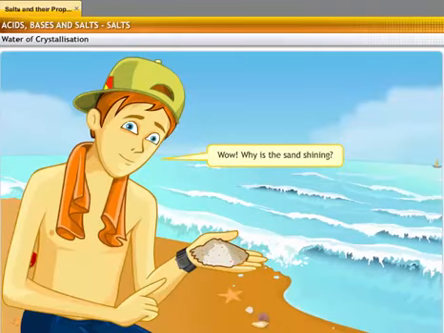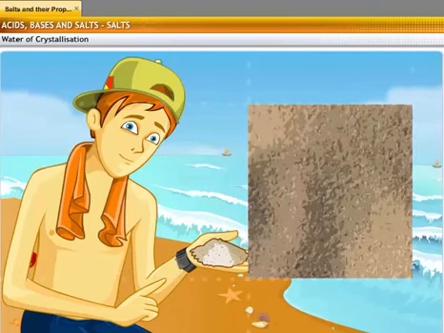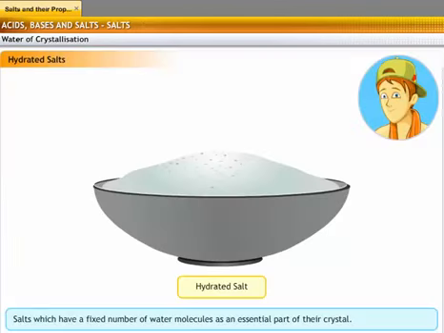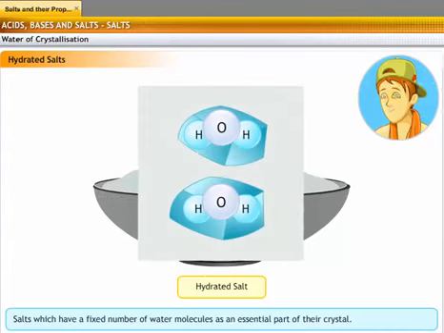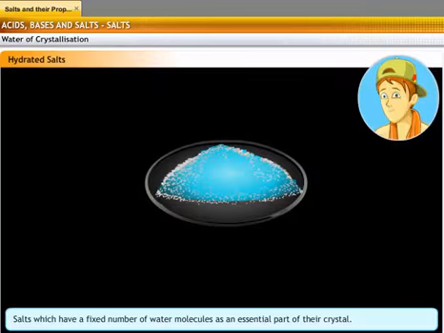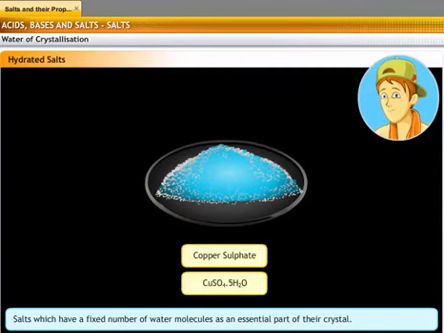Wow! Why is the sand shining? Did you observe that it is crystalline? Similar to sand grains, salts also have a crystalline structure. Moreover, some salts have a fixed number of water molecules as an essential part of their crystal. These water molecules which form part of the crystal are called water of crystallization, and such salts are called hydrated salts. For example, in your laboratory, the blue-colored copper sulfate is copper sulfate pentahydrate. When heated, this salt loses its water molecules and its blue color.